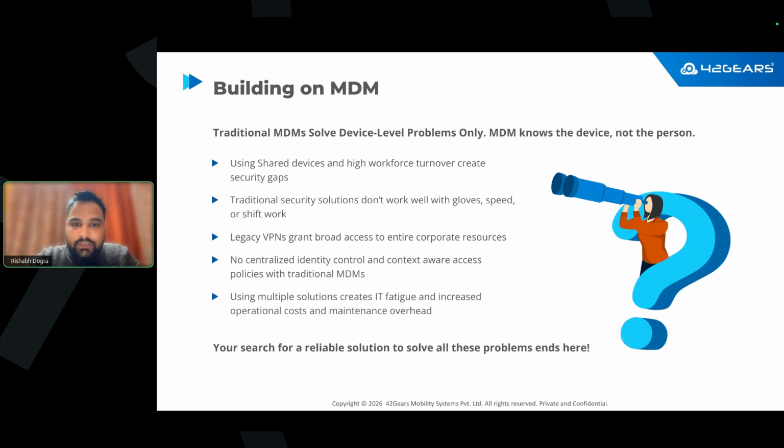Traditional VPNs available in the market grant broad access to entire corporate resources rather than only a few sets of applications and domains. There is no centralized identity control and context-aware access policies within the legacy MDMs. And basically, it creates IT fatigue in the IT team as well, because they would be using multiple solutions for all these activities, which increases operational costs and maintenance overall.